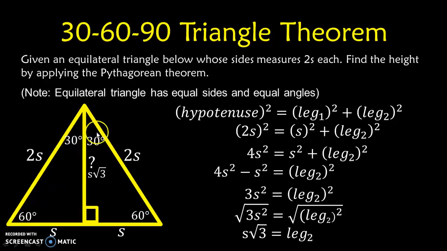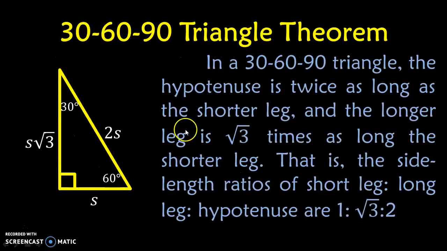So in this case now, we can have a 30, 60, 90 triangle. Okay, in a 30, 60, 90 triangle, the hypotenuse is twice as long as the shorter leg, and the longer leg is square root of 3 times as long as the shorter leg. That is, the side length ratio of the short leg to the long leg to the hypotenuse is 1 is to square root of 3 is to 2.